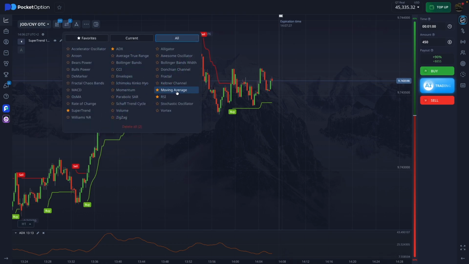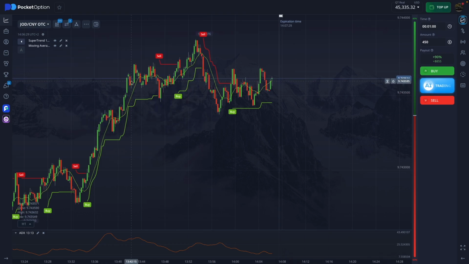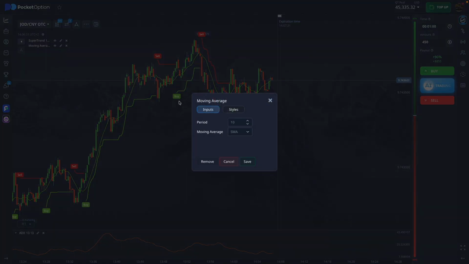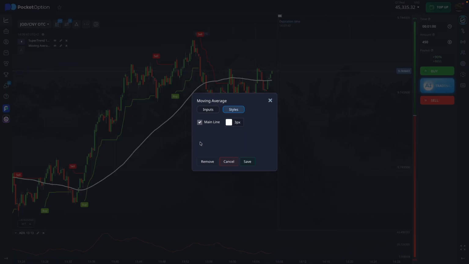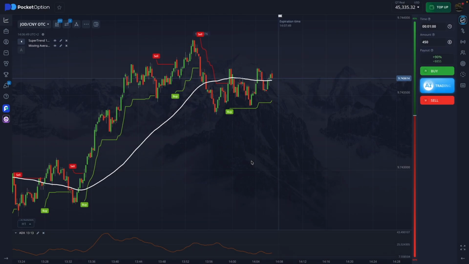The next indicator I will use today is the moving average. I add this moving average to the chart. I go to the settings here and set the period to 75, and I leave the type of moving average as SMA. Then I move to the Styles tab, and here I change the color of this line to make it noticeable. I'll set its thickness to 3 pixels, then I press the Save button.